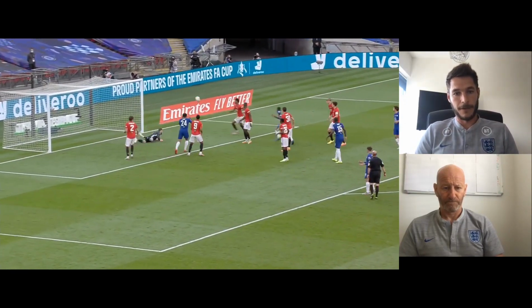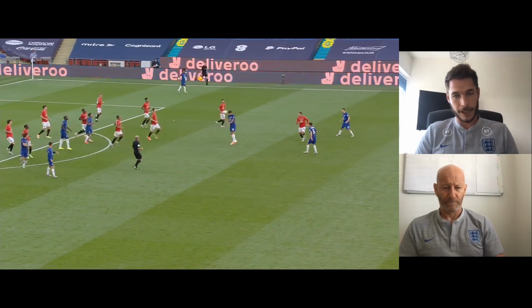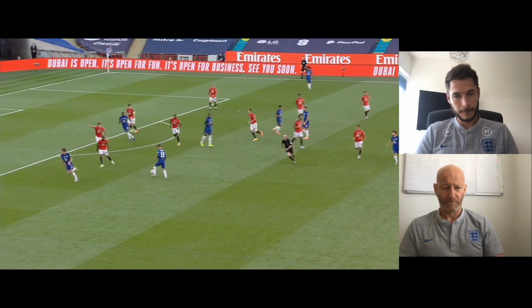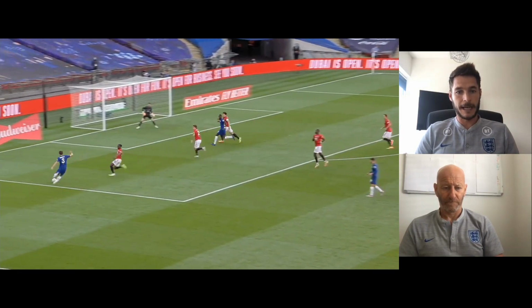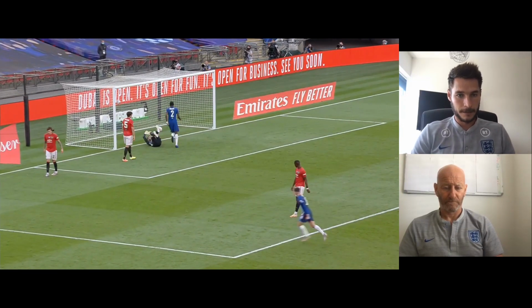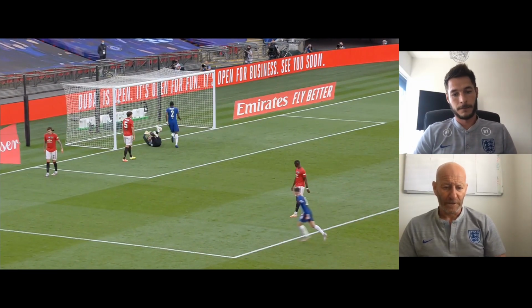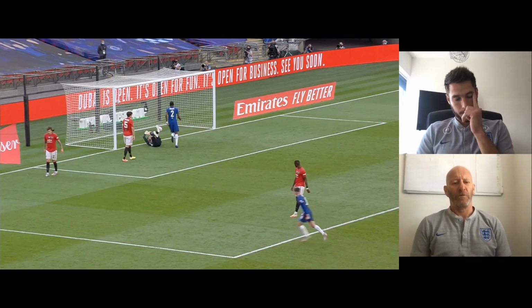Then the last part of the video. Third goal for Chelsea. Looking to work it wide, work into the wide area. One attacker getting across the front, into that near post space. There's the finish again.